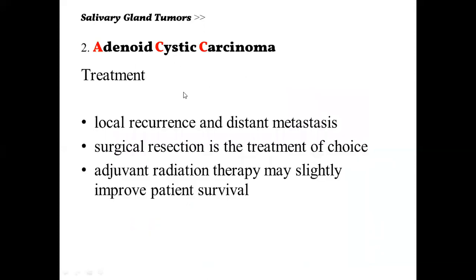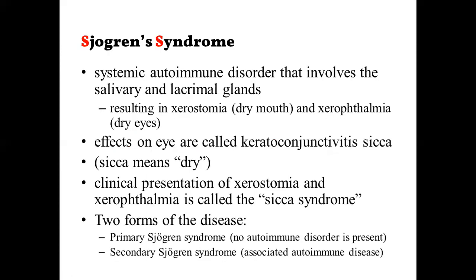The treatment for this one is local surgical resection. And be careful because there is local recurrence and distant metastasis. Okay? So sometimes adjuvant radiation therapy may slightly improve patient survival with adenoid cystic carcinoma. Okay? So we will now move on to the third category for this lecture, the special topic. And special topic for this one is the Sjögren's syndrome.